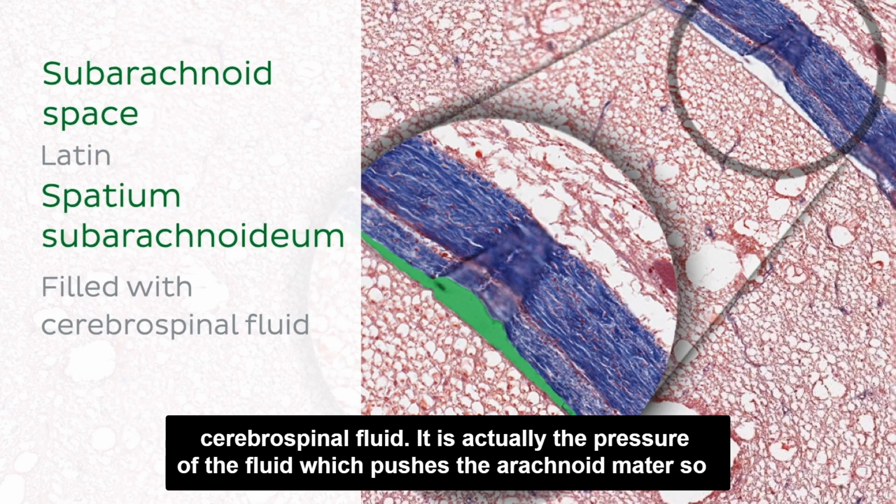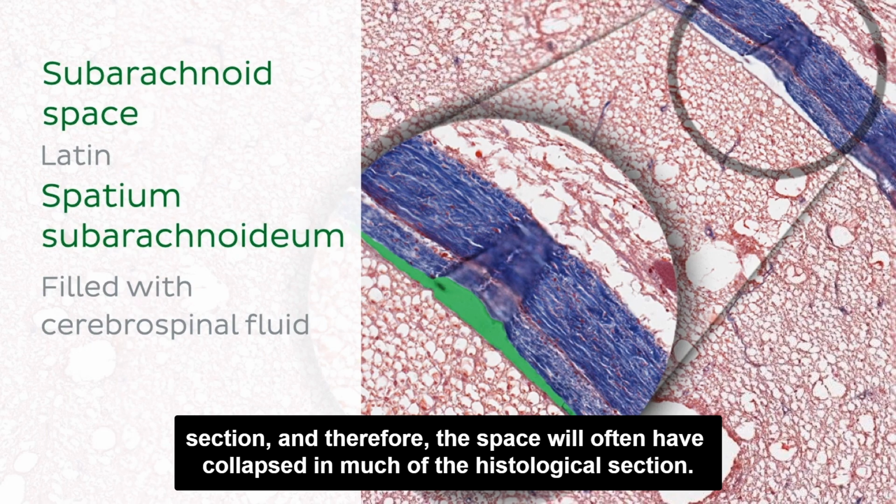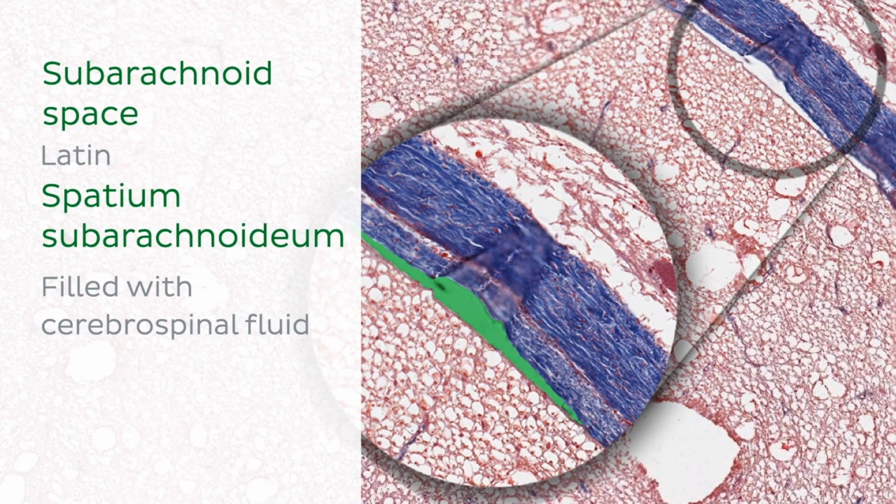It is actually the pressure of the fluid which pushes the arachnoid mater so closely to the dura mater. Of course, it will come as no surprise that this fluid is missing in our section, and therefore the space will often have collapsed in much of the histological section.